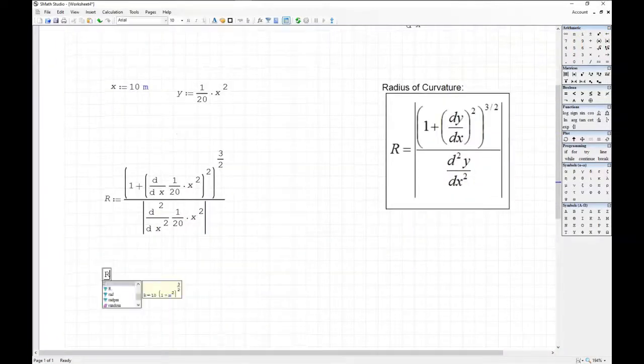And now I can press R is equal to. It gives me a problem. It says my units don't match. We can run into problems using units in our derivatives. So I'm going to remove our unit, selecting it and backspacing a few times. And now we see that we have a radius of 28.3. Knowing that x was originally in meters, so is r.